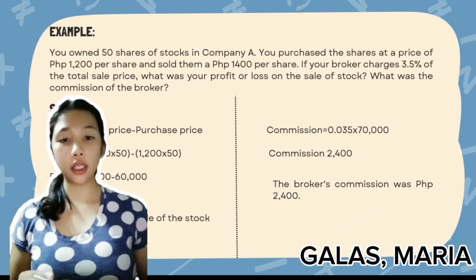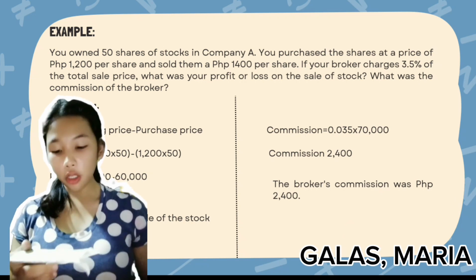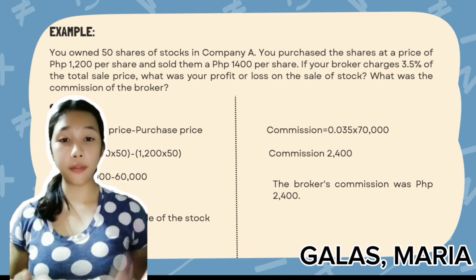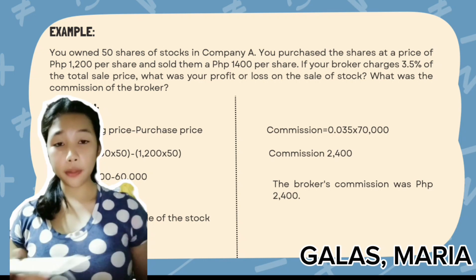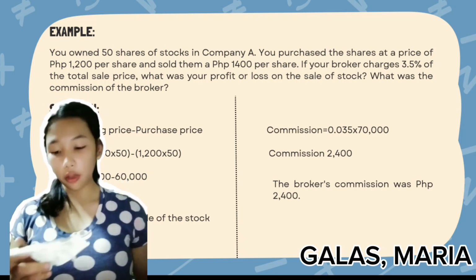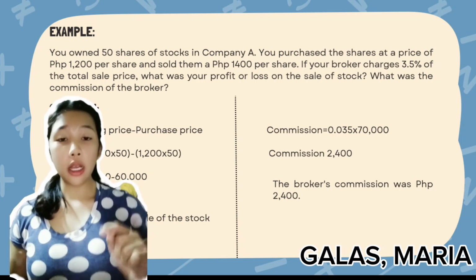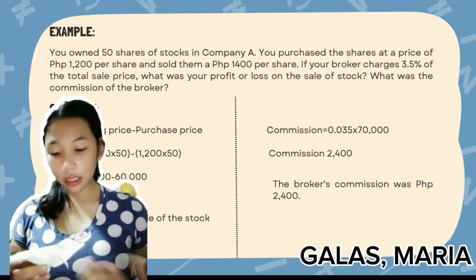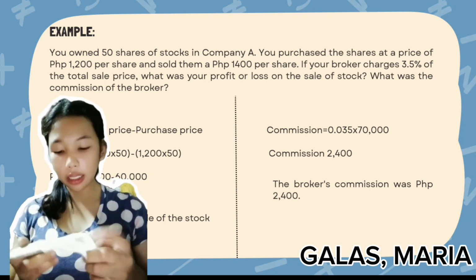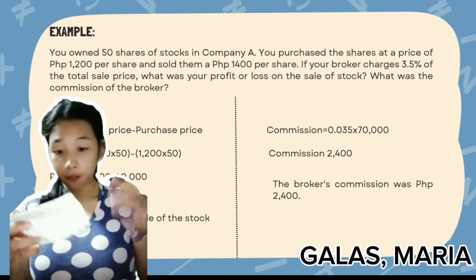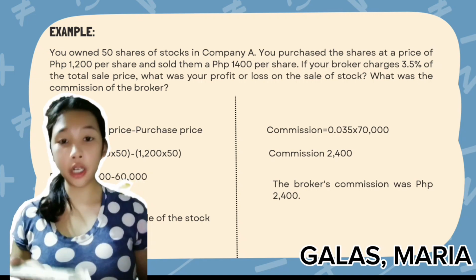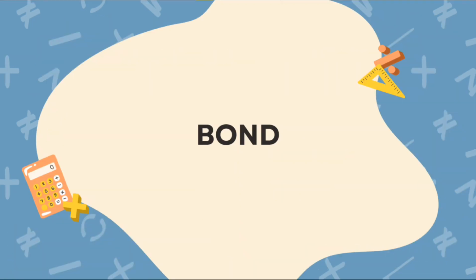Second, we need to find the commission of the broker. You need to multiply the 3.5% rate of the broker by the selling price, which is 70,000. So 0.035 times 70,000 is equal to 2,450. That's the commission of the broker.